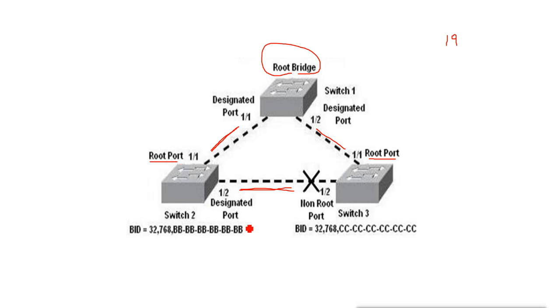Now the other port on these switches is what? A designated port. For switch 2, this port is the designated port. Why? Because this has the less path cost than the one which has the root. So this one becomes the root port, and the second one becomes the designated port. Then for switch 3 also, this port becomes the root port, and the next port, which is also reaching the root bridge but has the more cost, becomes the designated port.